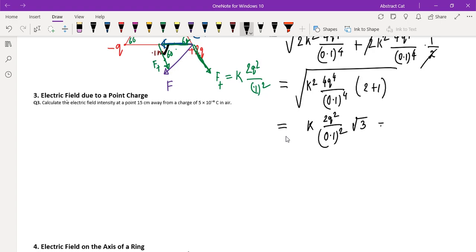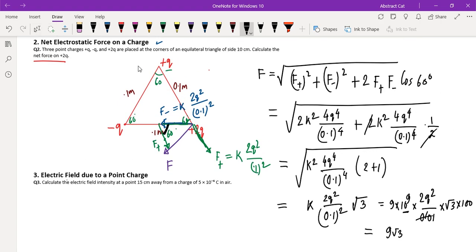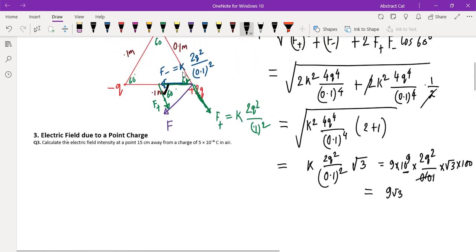And we know the k value is 9 into 10 to the power 9 and 2k square. 0.1 square means 0.01. I get some root 3. If I remove this point times 100, so ignore this. So 9 root 3 into 10 to the power here. Not Coulomb, the charge's value is not given actually.